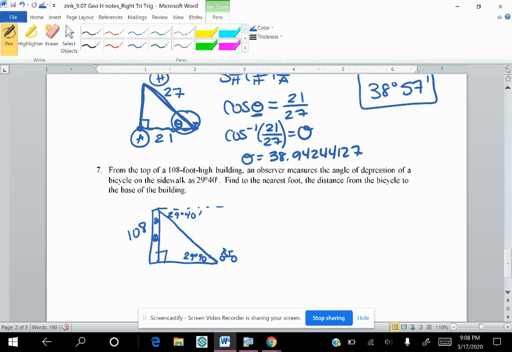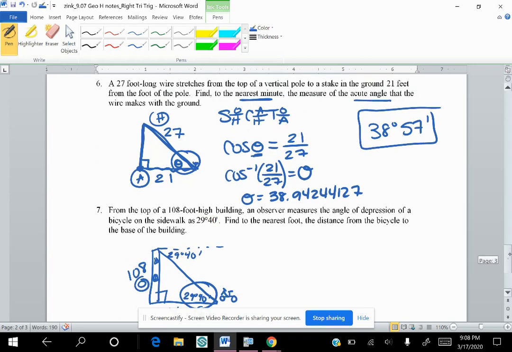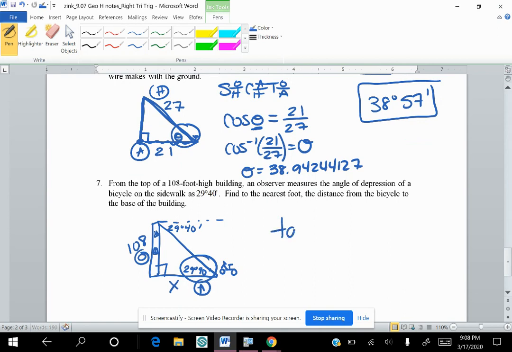And then we're going to set this up here, circle my angle, and I know the opposite side, and I'm looking to find the distance from the bicycle to the base of the building. So we'll call that X, and that's going to be adjacent. So I've got my SOHCAHTOA written out in the last one. Always good to write it multiple times. I'm going to use tangent here. So tangent of 29 degrees, 40 minutes equals opposite 108 over X. So this one I'm given the angle, so I can cross multiply.